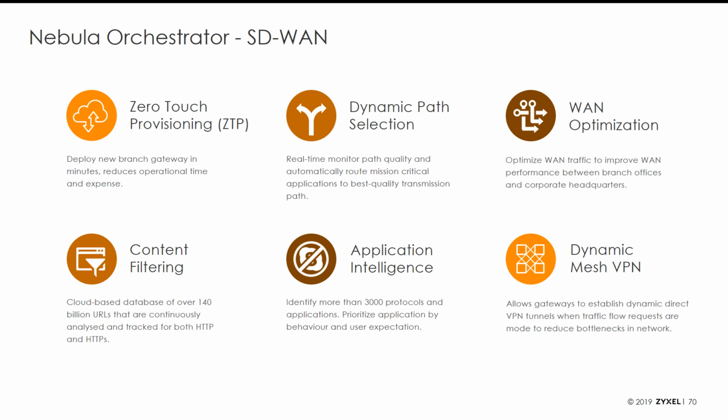WAN optimization means that because we're controlling both WAN points, we can actually improve the quality of connectivity between them, or the way that we transmit data between them, because we're managing both points. We have content filtering, which allows us to filter HTTP and HTTPS traffic, as well as identify applications through our application intelligence, which can in turn be used to prioritize applications and their behavior over the connectivity itself.